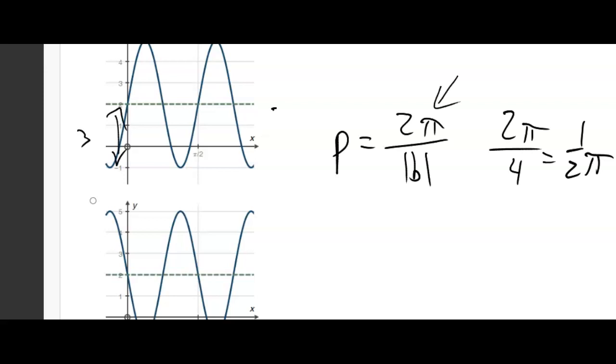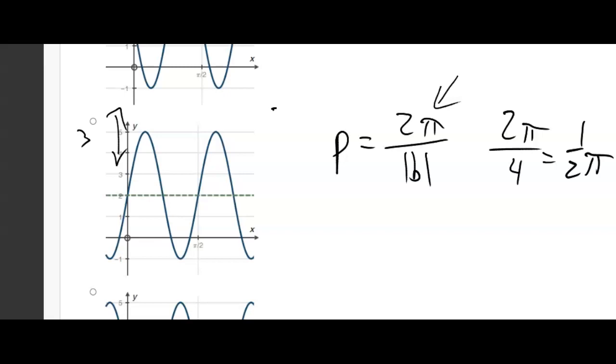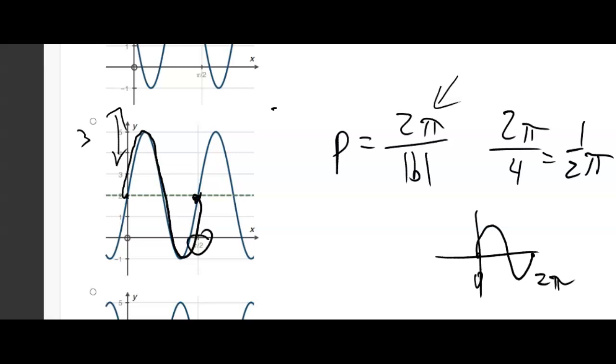So the parent function needs 2 pi to finish one cycle, and this only needs half pi. Just remember the parent function goes from 0 to 2 pi. Now let's look at this one. It's done at pi over 2, and half pi is the same as pi divided by 2. So that answers that part of it. So far, that graph is what we need.